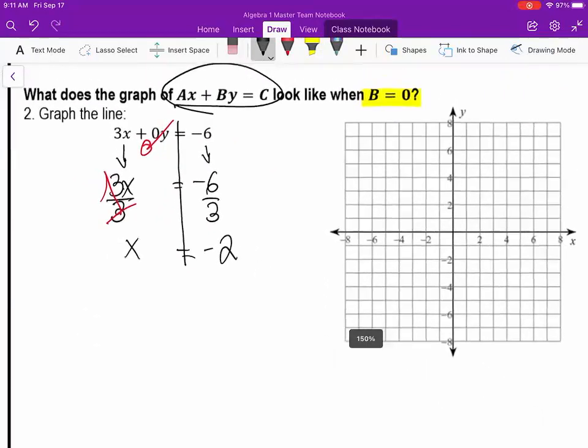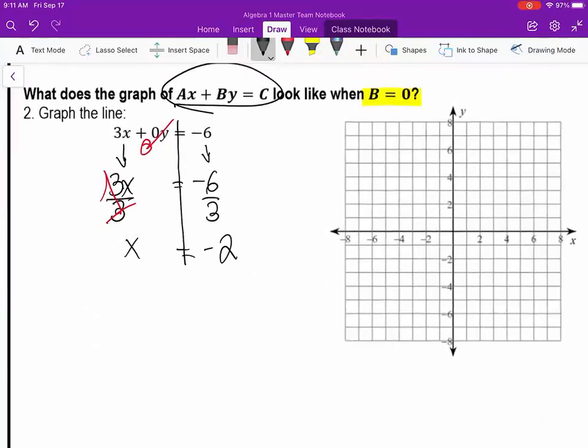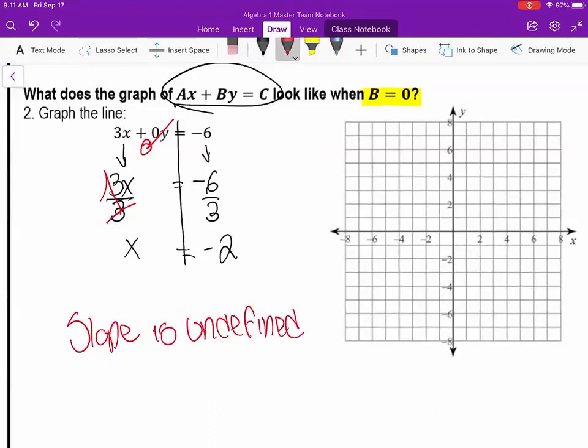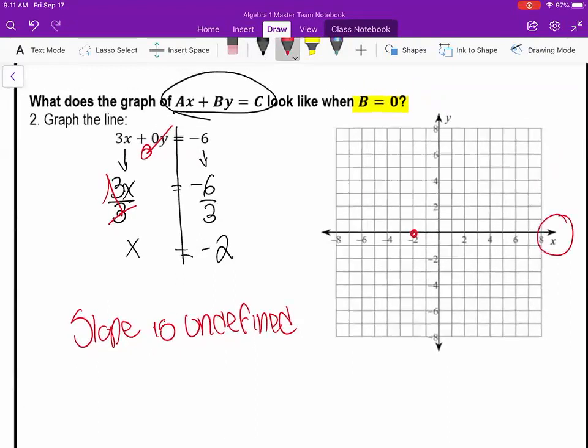Well, usually we get an equation that says y equals -2. Well, this is going to look a little different, and here's how you're going to be graphing this function. Because this says x equals -2, that means your slope is undefined. And a line that has a slope that is undefined is going to look like this. You're going to have a point at -2 on the x-axis, and your line is now going to look vertical. And that is how the line is going to look.